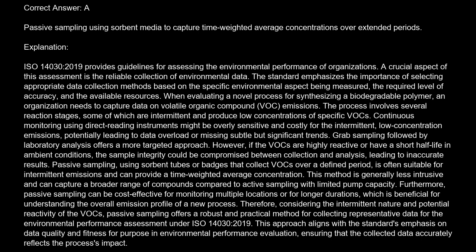Grab sampling followed by laboratory analysis offers a more targeted approach. However, if the VOCs are highly reactive or have a short half-life in ambient conditions, the sample integrity could be compromised between collection and analysis, leading to inaccurate results. Passive sampling, using sorbent tubes or badges that collect VOCs over a defined period, is often suitable for intermittent emissions and can provide a time-weighted average concentration.